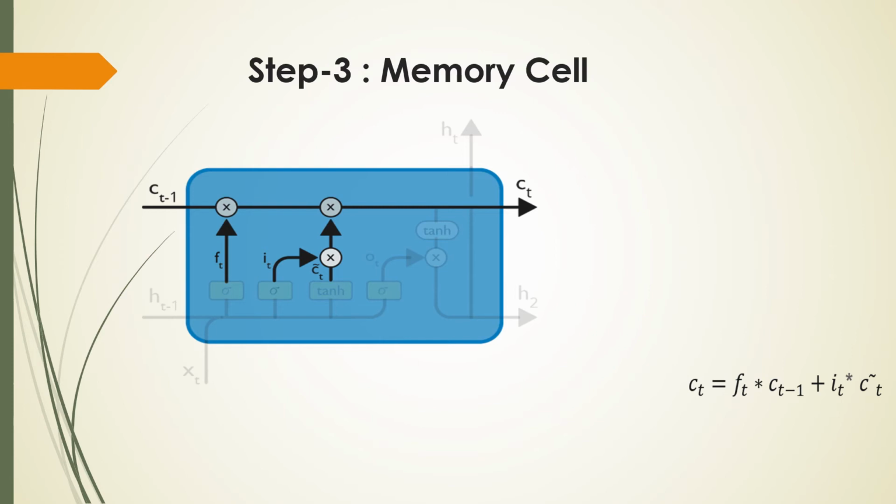The next step is the memory cell. Now we will update the old cell state C(t-1) to the new cell state C_t. First, we multiply the old state C(t-1) by f_t, forgetting the things we decided to leave behind earlier. In the diagram you can see all the states, and the equation is C_t = f_t * C(t-1) + i_t * C̃_t. Then we add i_t * C̃_t, the new candidate values scaled by how much we decided to update each state value.